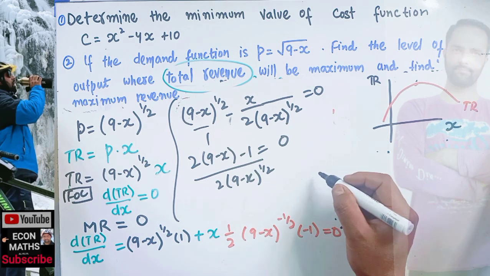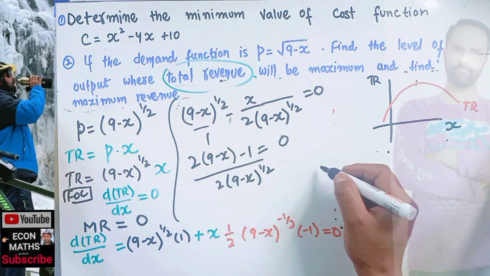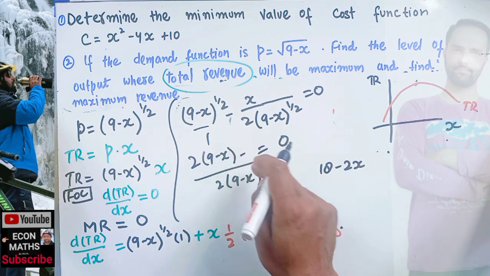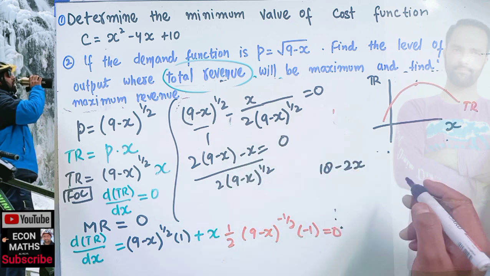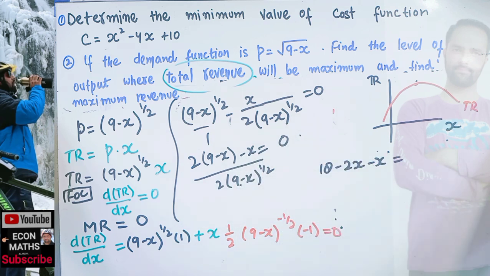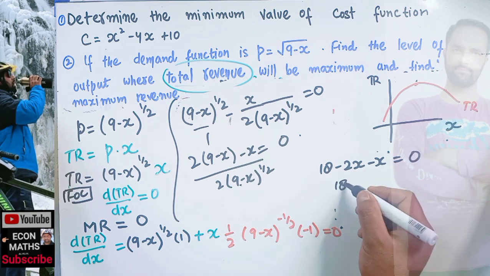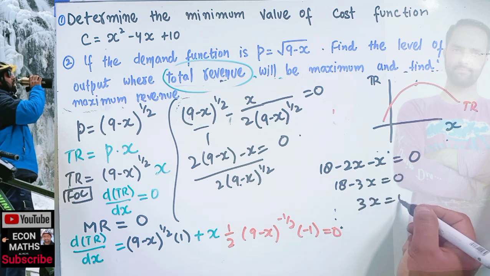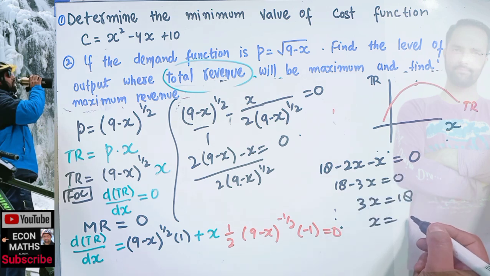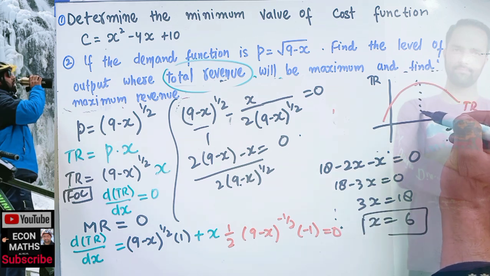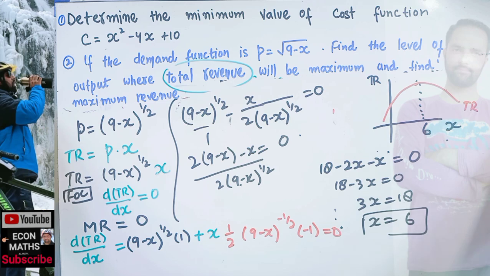Solving it, 2 nines are 18, so we get 18 minus 2x, and then minus x should be equal to 0; when I transpose it, multiplying with 0 it becomes 0. A simple thing. So 18 minus 3x is equal to 0, or 3x is equal to 18, or x comes out to be 18 divided by 3, which is 6. That means the level of output where total revenue will be maximum is equal to 6.